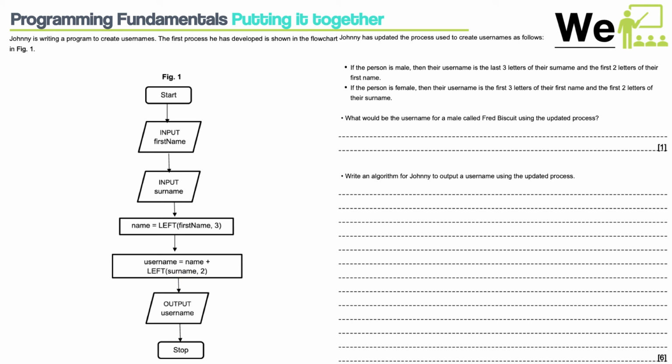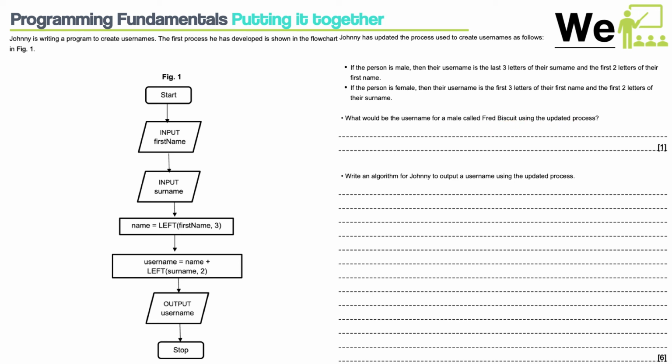Now there's a little bit of a tweak. Johnny has updated the process used to create a username as follows. If the person is male, then their username is the last 3 letters of the surname and the first 2 letters of the first name. So we're using selection. If the person is female, then the username is the first 3 letters of the first name and the first 2 letters of the surname. What would the username be for a male called Fred Biscuit? Use the updated process.